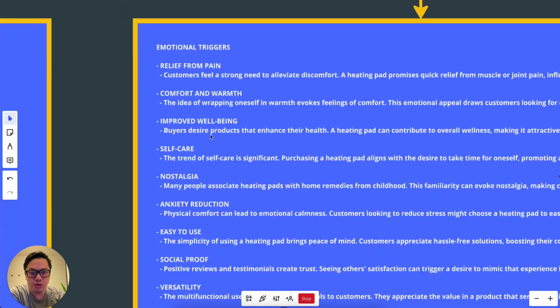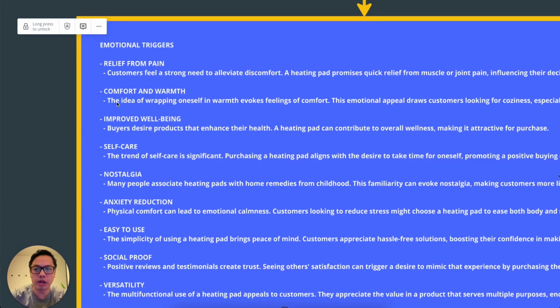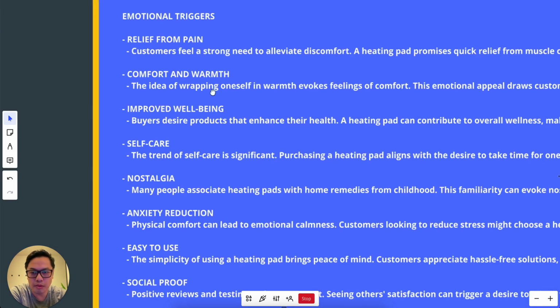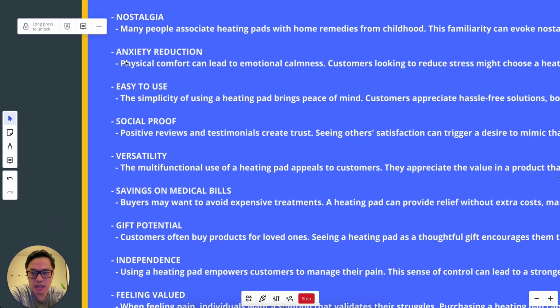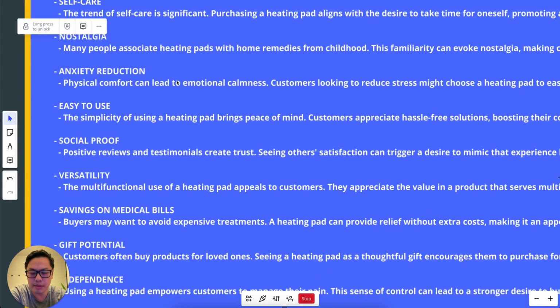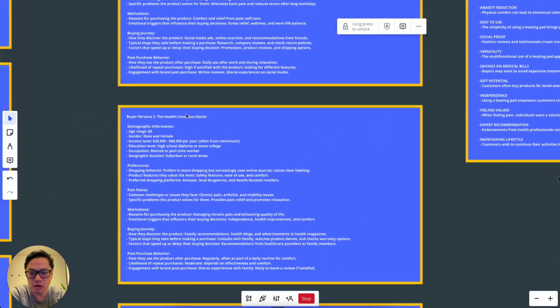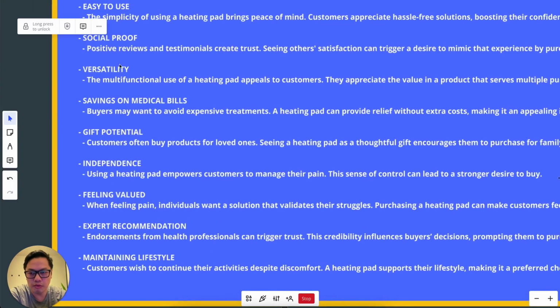Okay, so now we're going to jump into emotional triggers. So here we probably know most of them just by reading the market research at the beginning. But we got relief from pain. So that one's definitely number one. And this common theme and trigger has to be mentioned multiple times. Comfort and warmth. So yeah, definitely something we have to do. Improved well-being. Yes. Self-care. Anxiety. Maybe we would have to take a look at, does anxiety come into play? Does it create calmness for people? Easier to use, definitely, especially for the health conscious senior, where tech might not be as easy. Social proof, okay.